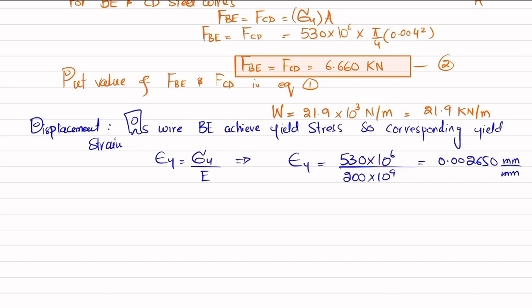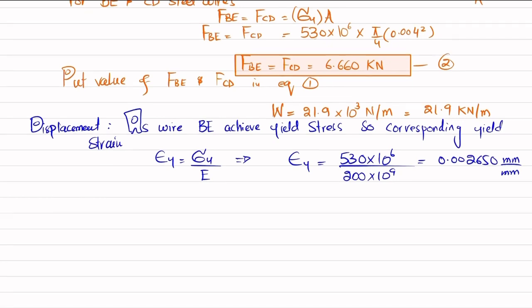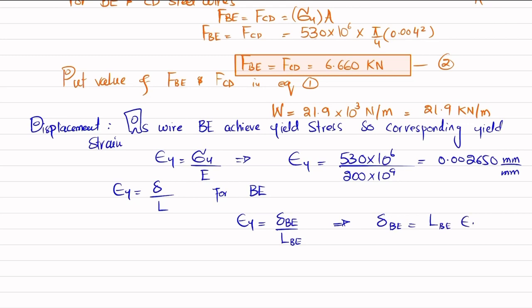Now we have this yield strain. So what we are going to do is that we will find the change in length of this wire BE. So we know that strain is equal to change in length over original length. So for BE wire, clear? This yield strain in wire EB or BE will be equal to change in length of BE divided by original length of BE. Clear? So we will find change in length of BE, that will be equal to LBE multiplied by yield strain.